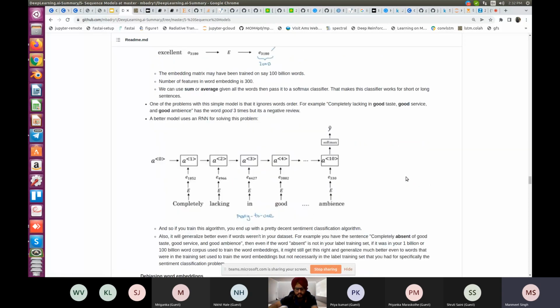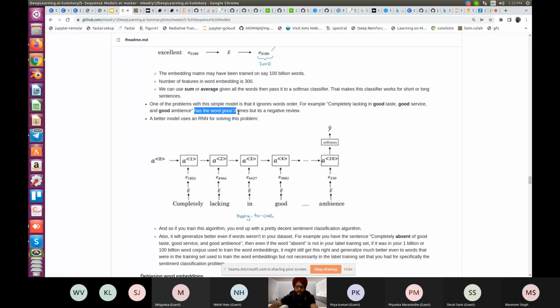One of the problems with the simple model is that it ignores the word order. For example, "completely lacking in good taste, good service, and good ambience" has the word good 3 times, but it's a negative review.